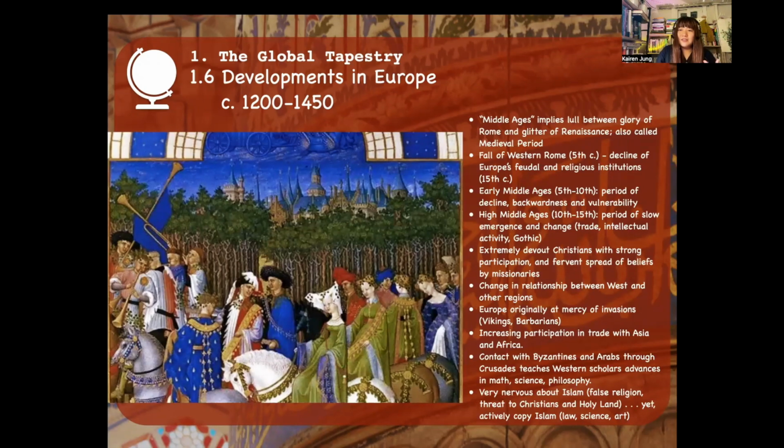In the early Middle Ages, between the 5th and the 10th centuries, this was a period of decline, backwardness, and vulnerability, but it was also a time during which the cultural foundations were set for the next stage in human history. And the High Middle Ages were when they really came into their own. Between the 10th and 15th centuries, you had the period of slow emergence and change, like trade, intellectual activity, then Gothic architecture, and there were extremely devout Christians with very strong participation and fervent spread of belief by missionaries.